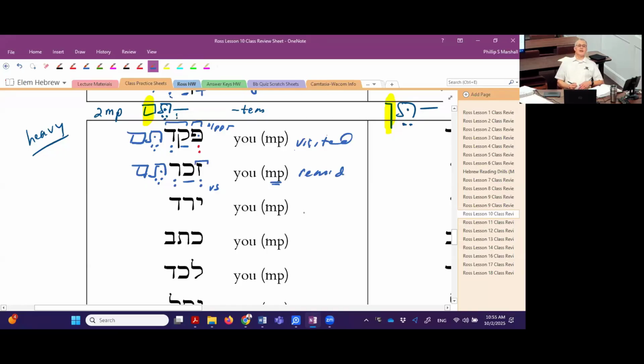So what would I do with Yarad? Pekadtem, zekartem. What's next with Yarad? Yaradtem. What kind of Shva under Yod, root 1? Vocal. Ya. The Resh gets the Patach I want for root 2, right? And then I get silent Shva under root 3, because I've got a consonantal ending coming and the Dalet is going to stay close to root 2.